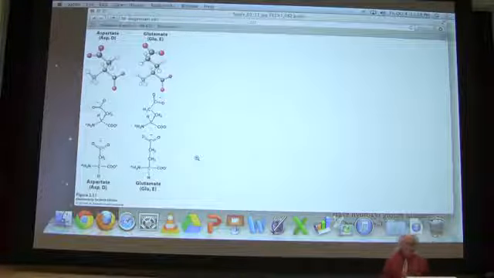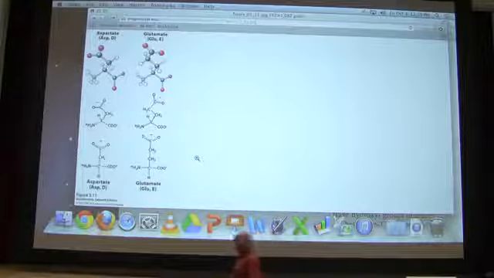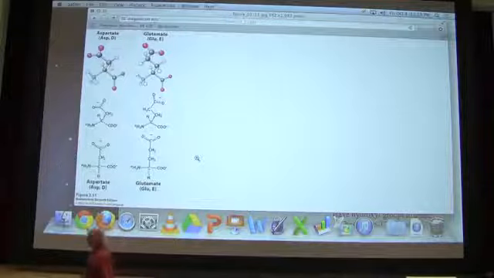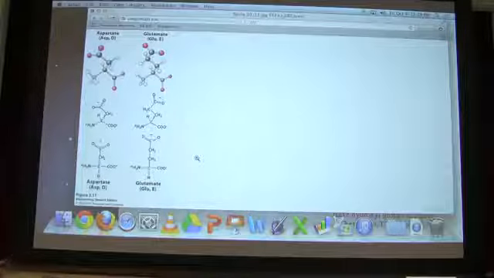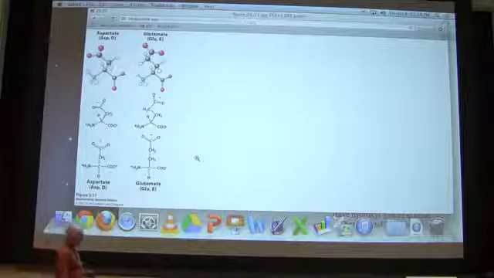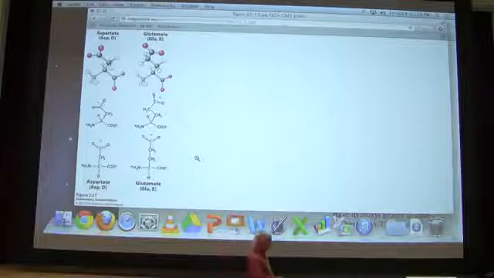The last two I'll show you are aspartate and glutamate. Aspartate and glutamate look like this, and they have R groups that have a carboxyl. So they have three ionizable groups also. They have an alpha amine, an alpha carboxyl, and an R group carboxyl. And again, each one will have its own pKa value.